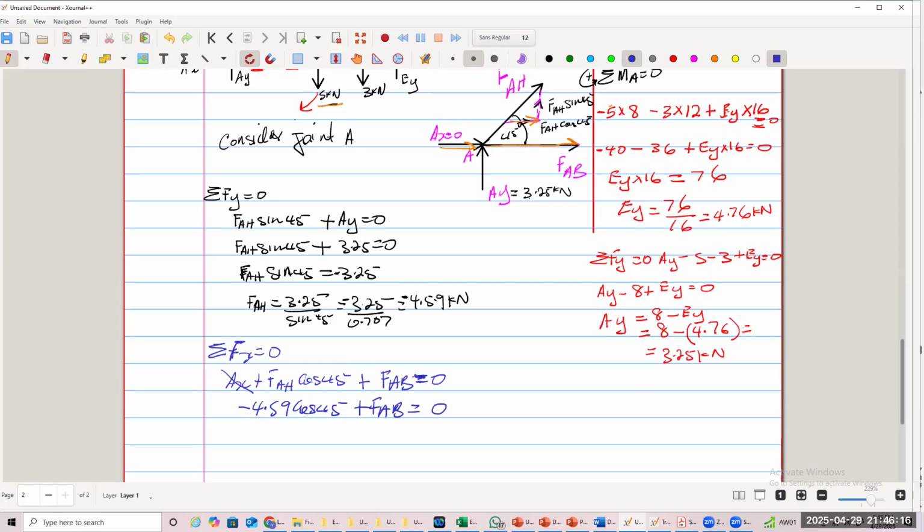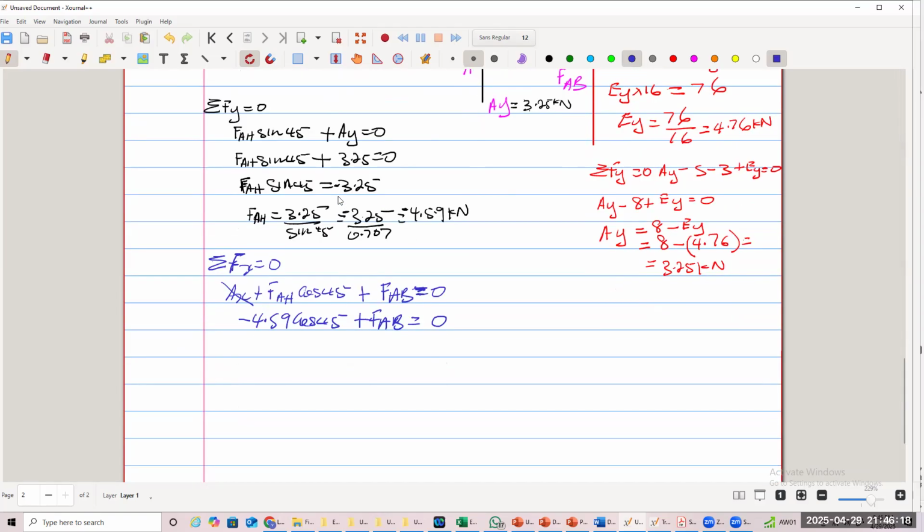It's going to be tension or compression. Who can guess? And what is the value? So the value is now going to be FAB, and it equals, now you're going to carry it over. So this is positive, so you carry over that other one, it becomes positive. So it's 4.59 cos 45. And you can tell me the answer now. Cos 45, what is that?